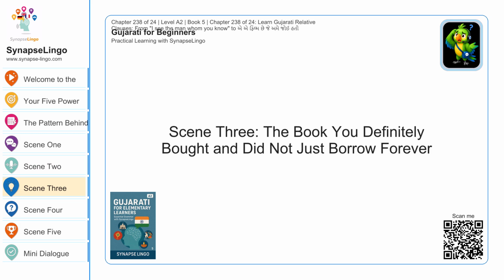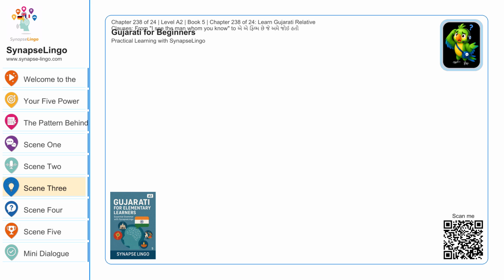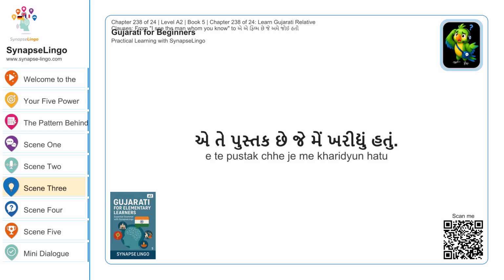Scene 3. The book you definitely bought and did not just borrow forever. Now we move to books, where memory becomes selective and ownership becomes suspicious. Conveniently, Gujarati can help. Say, that is the book that I bought. In Gujarati. એ તે પુસ્તક છે જે મેં ખરીદ્યું હતું.